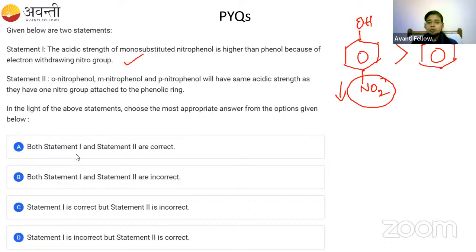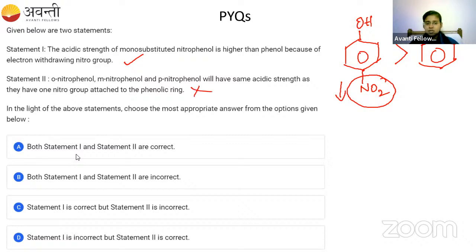What about statement 2? Orthonitro, metanitro, and paranitrophenols will have the same acidic strength as they have one nitro group attached to the phenolic ring. Is it true? No. Very good, it is incorrect. All three will not have the same acidic strength value. Paranitrophenol will be more acidic than the other two. All three will not have the same acidic strength, so the second statement is incorrect.